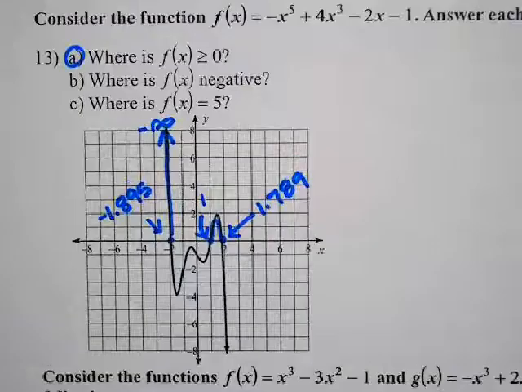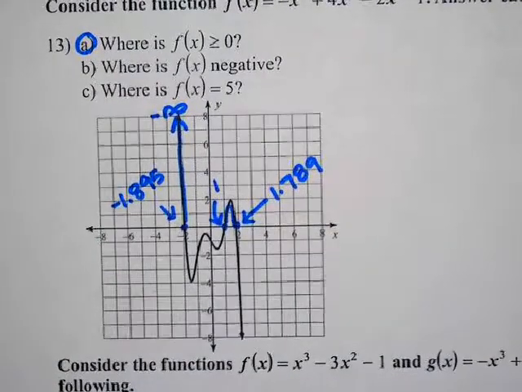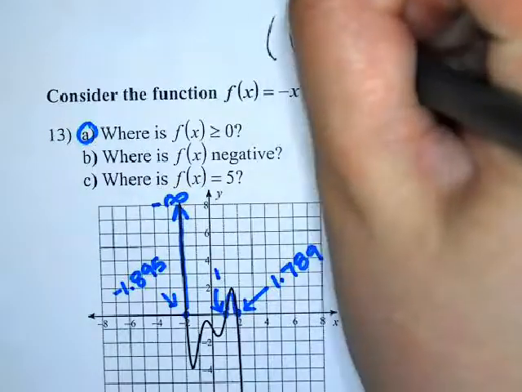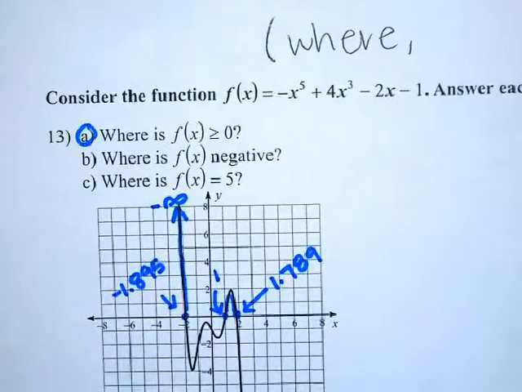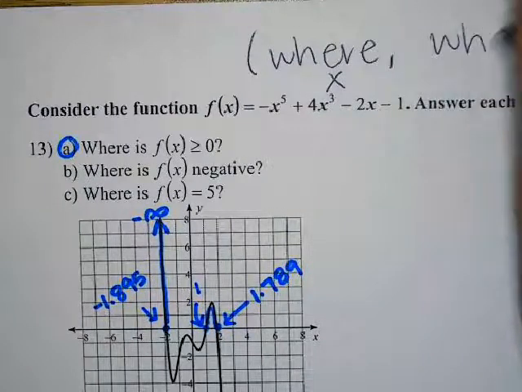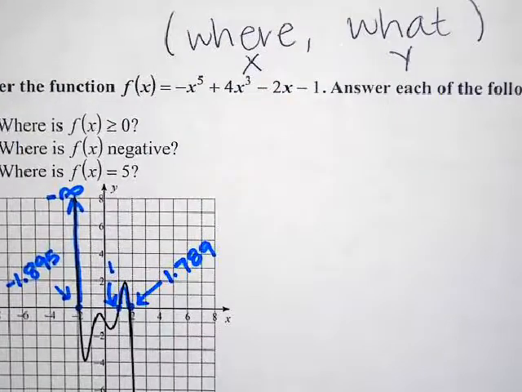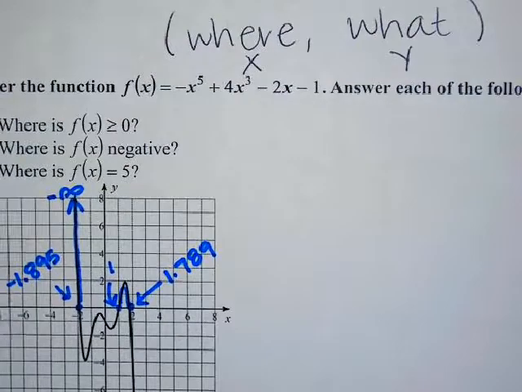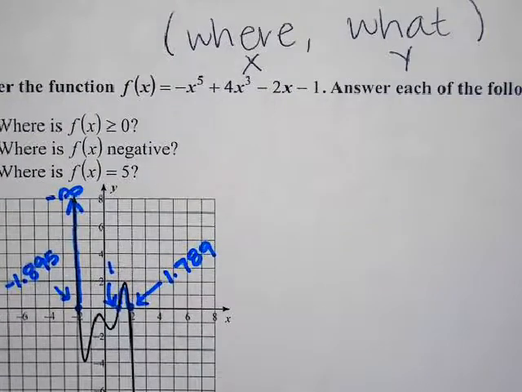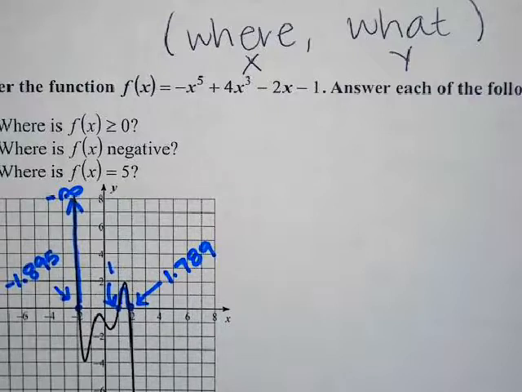Anyone remember? So we're going to write this above. Anytime they ask a where question, they're asking for the x values. Anytime they ask a what question, they're asking for the y values. So if where is an x value, what is a y value? That's very common. So if they said where is y greater than or equal to 0, they're saying what x values. Okay? All right, so for part A, it makes sense that we're doing x values.